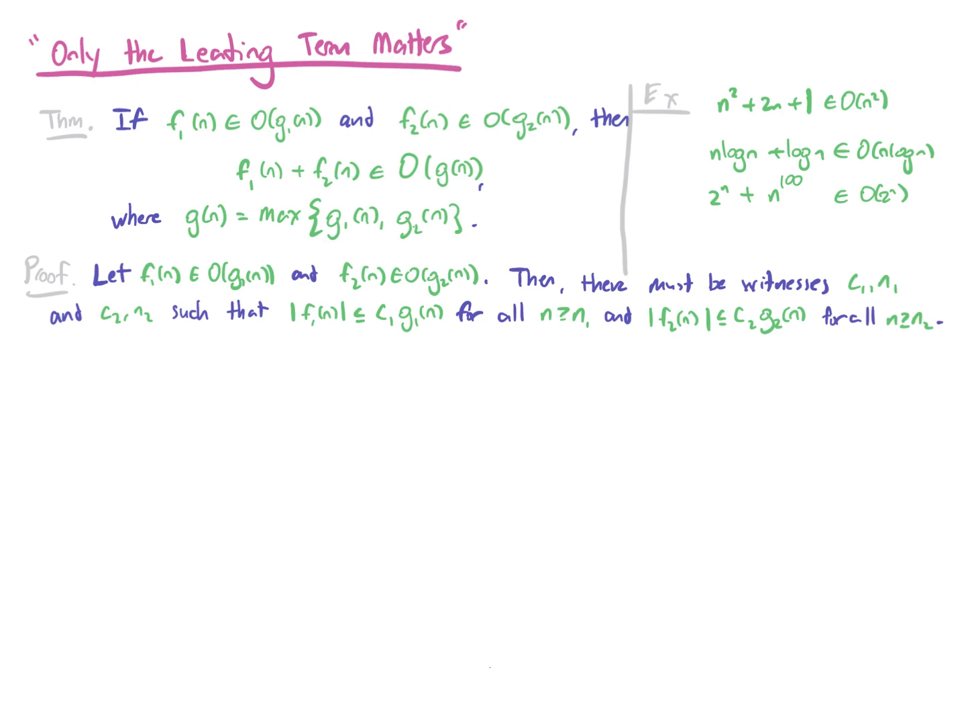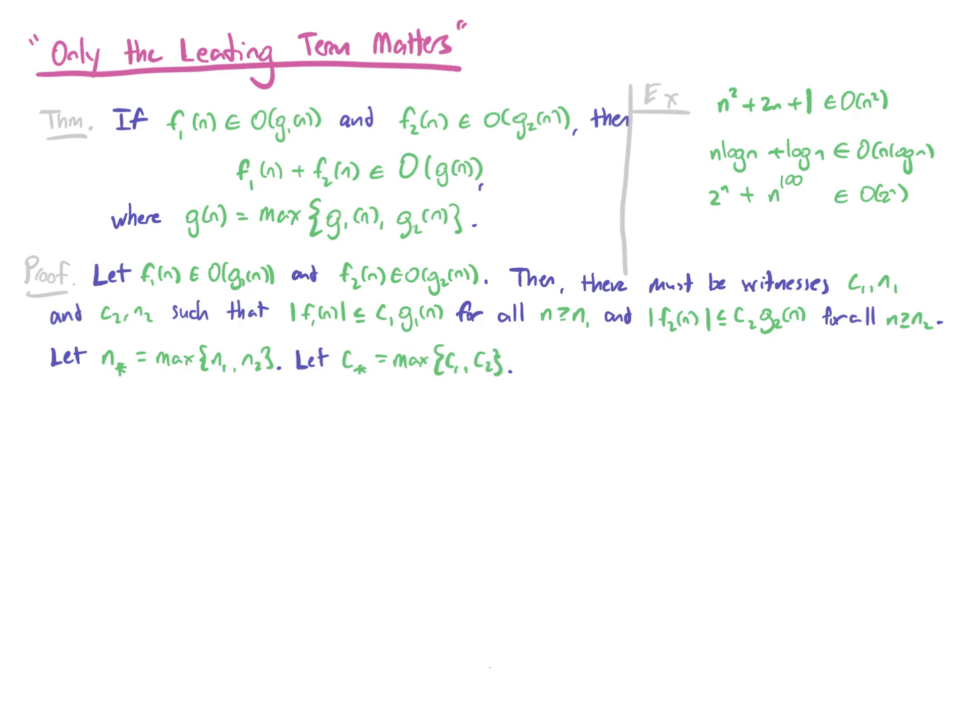So now what I need to show is that the sum is big O of g of n, where g of n is what I chose here. And in order to do that, I have a little bit of setup to do. So I'm going to call it n star be just whichever of n1 and n2 is bigger. Whichever one's bigger, I'll just pick that. And similarly, C star is going to be whichever of C1 and C2 is bigger.